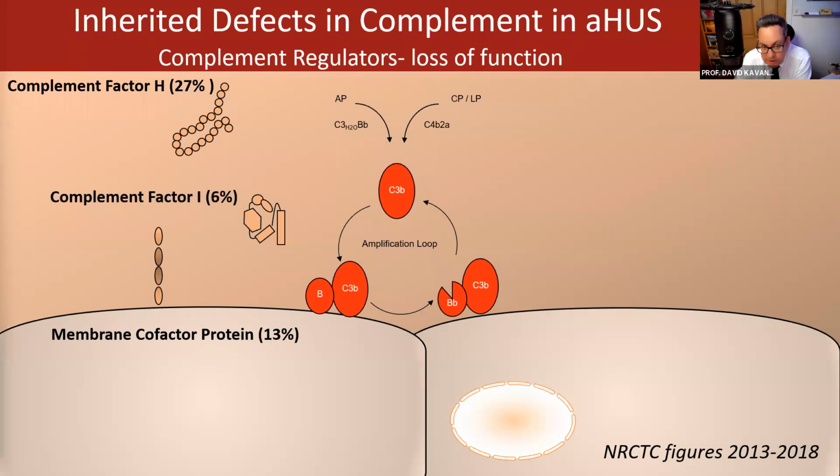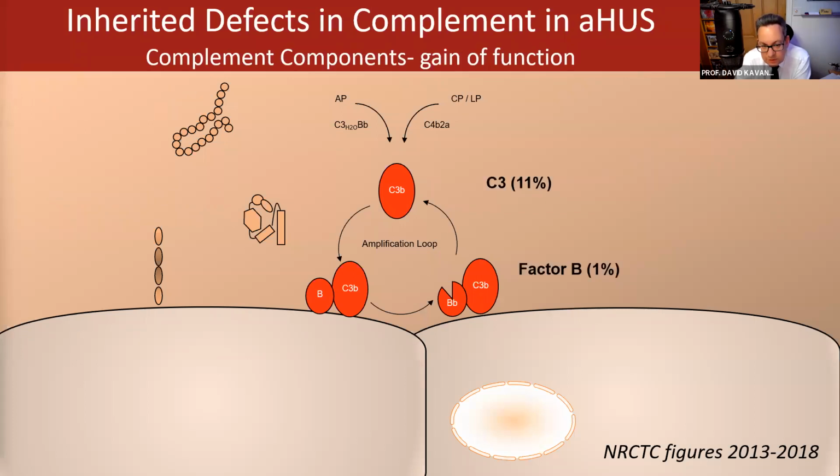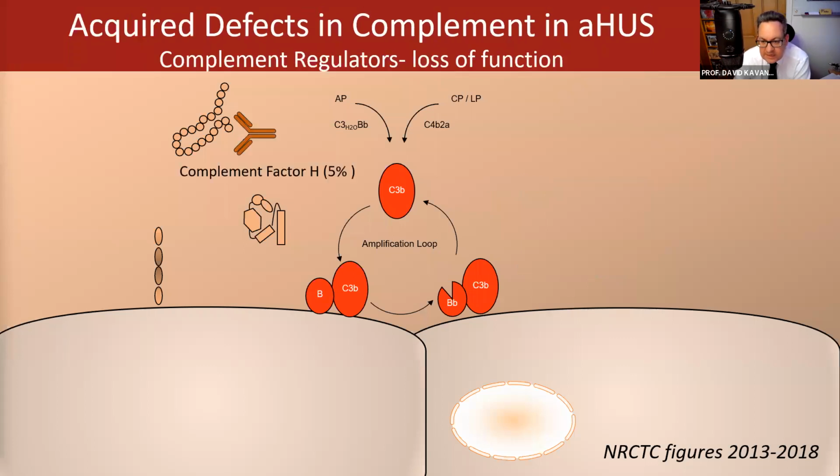In addition to loss of function mutations, we also have gain of function mutations in the complement component C3, about 11%, and factor B, which are really uncommon. In addition to inherited defects in the complement system, autoantibodies to complement factor H have been reported to cause aHUS, and this accounts for about 5% of all atypical aHUS in the UK. A much higher proportion of those are in children, and in India, the proportion of disease is much higher, about 30%.